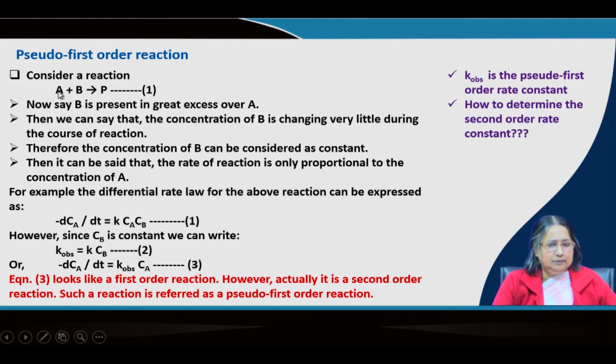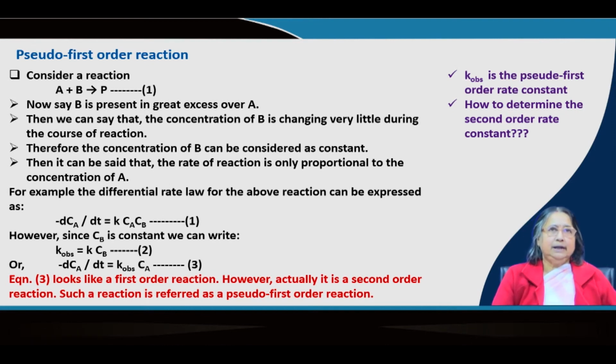So, in that case, actually it is a second order reaction. If it is first order with respect to A and first order with respect to B, then the overall reaction is second order. But because B is in very large excess, we can consider that the rate is only proportional to the concentration of A. That means it is first order with respect to A. But the overall reaction is not actually first order, that is why it is called pseudo first order reaction.